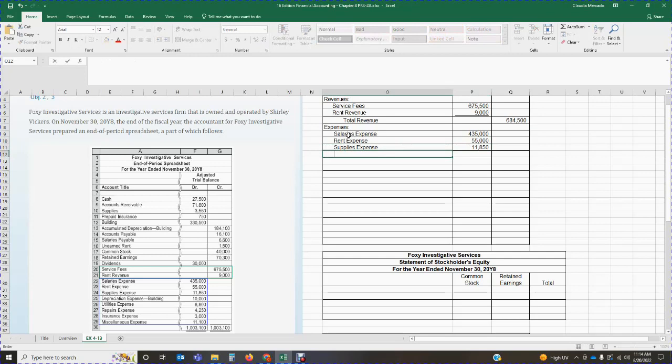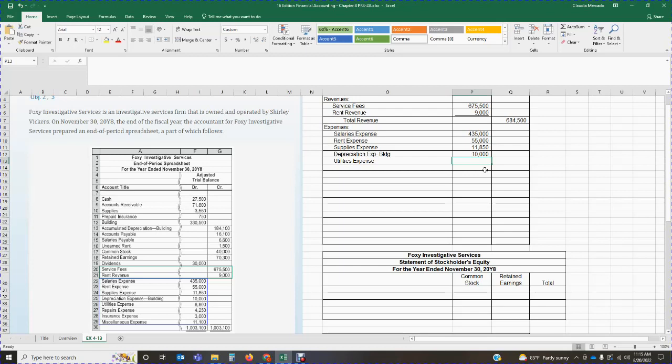Just make sure you bring in the correct amounts. Depreciation expense, building, we have $10,000, and then we have utilities expense. And if you notice, when you are bringing in your accounts, they should be sorted based on the dollar amount. Service fees have a greater dollar amount than rent revenue, so it goes first. Your expenses are going to be organized based on the dollar amount, with the exception of miscellaneous expense. Miscellaneous expense, regardless of the dollar amount, goes last. But the rest of your expenses should be ordered based on dollar amount, from highest to lowest.